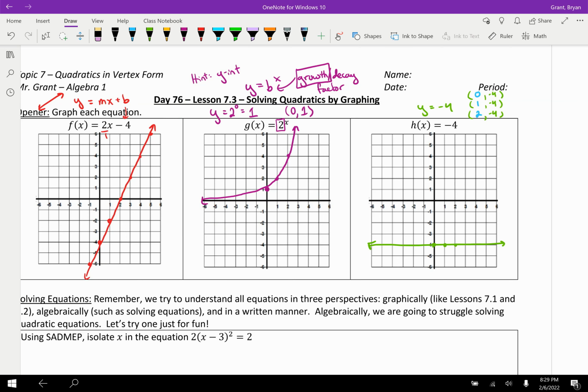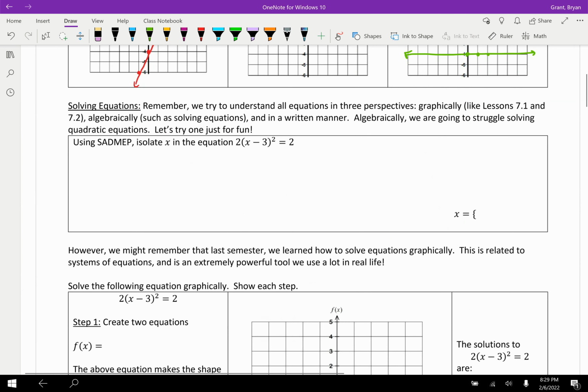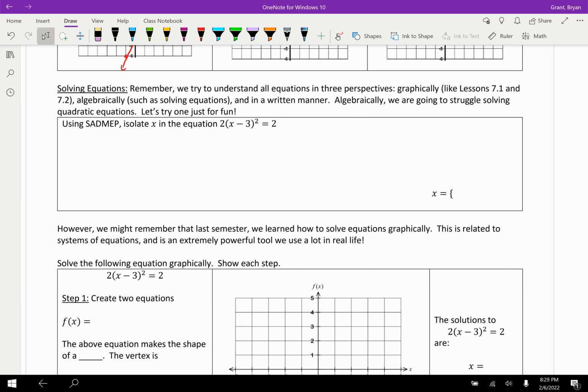Now remember, we try to understand all equations in at least 3 perspectives. Graphically, how to graph them, what do they look like graphically? We did that in 7.1 and 7.2.